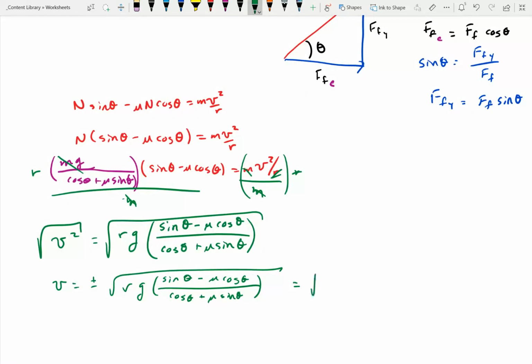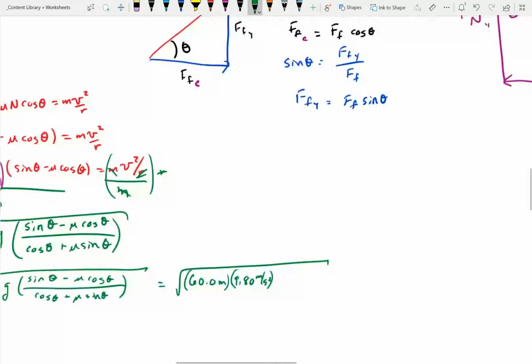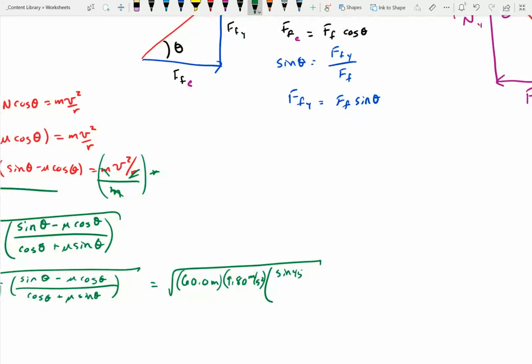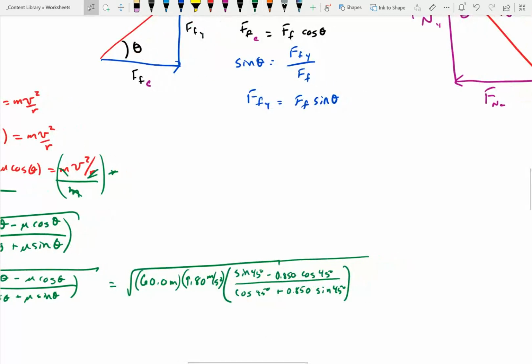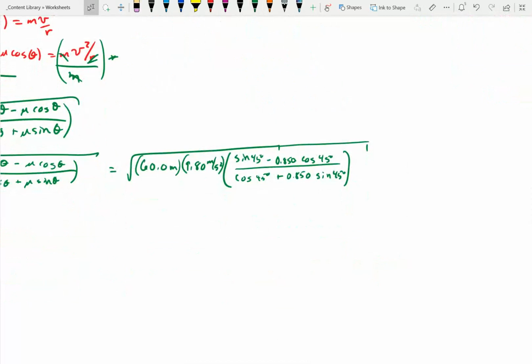Put in values, that's equal to the square root of 60.0 meters times 9.80 meters per second squared, times sine of 45 degrees minus mu, mu is 0.850, cosine of 45 degrees, over cosine of 45 degrees plus 0.850 sine of 45 degrees. The joy.